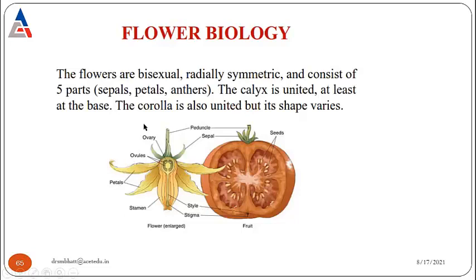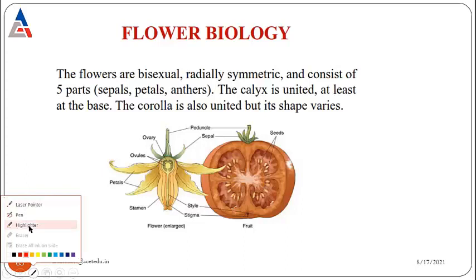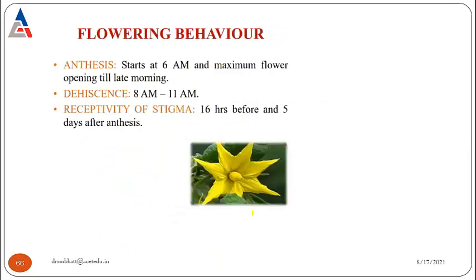So all these you can see. Right. So flowering behavior starts in the morning, with maximum flowering till late morning, that is 8 a.m. to 11 a.m. The receptivity of the stigma is 16 hours before, you should know it, because then you can harvest the pollen better.